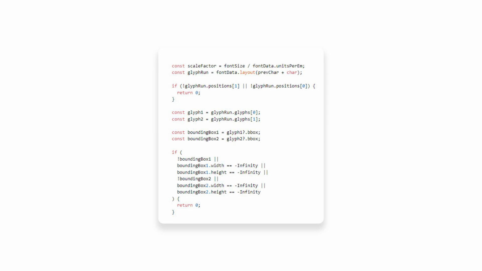4. Bounding box retrieval. It retrieves the bounding boxes for both glyphs if they exist to perform further checks. 5. Bounding box validation. It checks if either bounding box 1 or bounding box 2 is undefined or has invalid dimensions, width or height of infinity. If any conditions fail, it returns 0. Overall, the snippet ensures that kerning calculations only proceed with valid glyph dimensions, preventing errors from missing or invalid data.